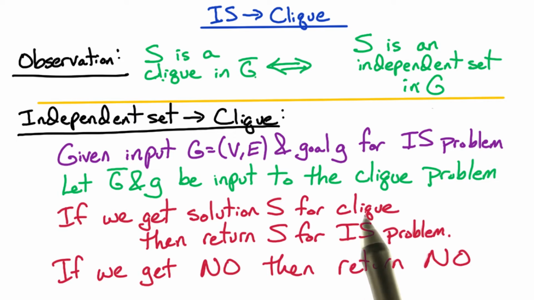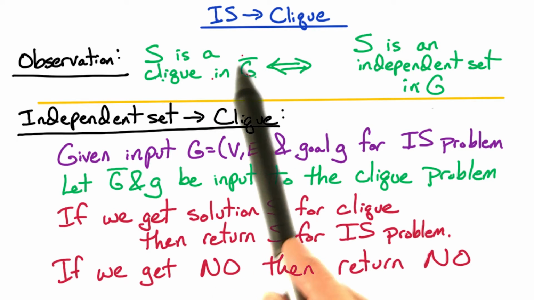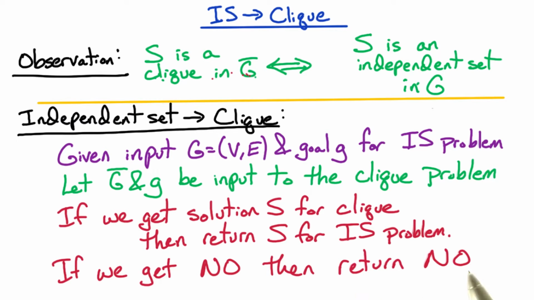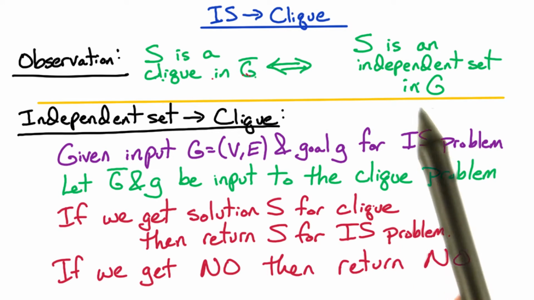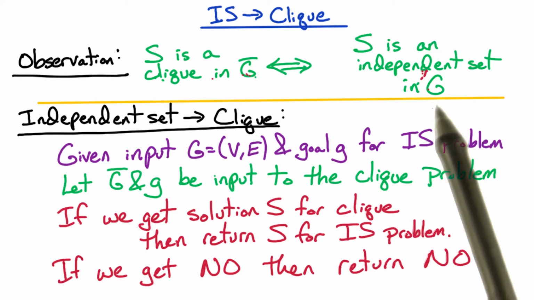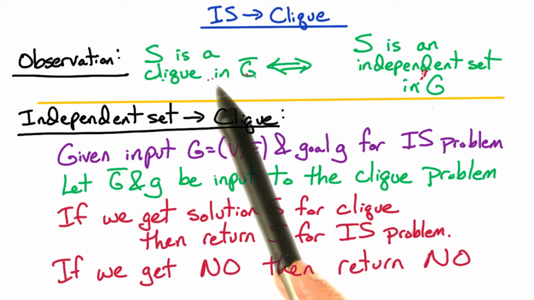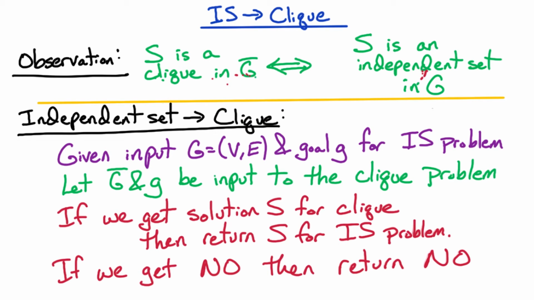Now if our clique problem returns no, so there's no clique of size at least little g in G bar, then we return no for the independent set problem, because we know that there's no independent set of size at least little g in the original graph G. Because if there was an independent set of sufficient size in capital G, then we know there would be a clique of sufficient size in the opposite graph G bar.